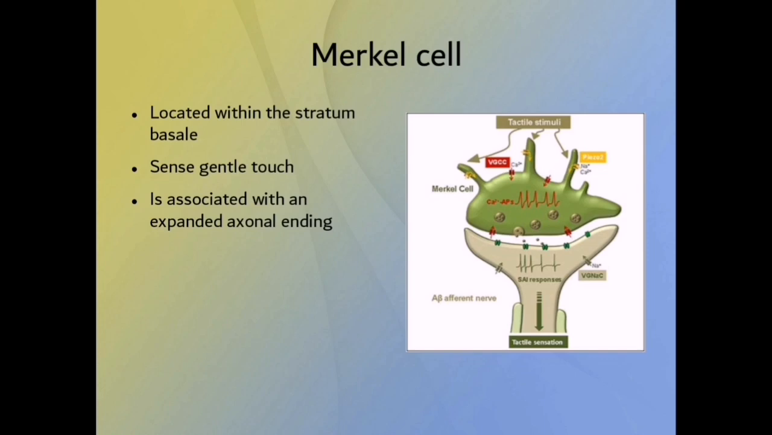Each Merkel cell has these little cytoplasmic projections which sense the tactile stimuli and convert it. So the cell converts the stimulus energy into an electrical impulse, which is picked up by this expanded terminal part of the axon. This expanded terminal part of the axon picks up the electrical impulse and conveys it to the central nervous system for recognition.